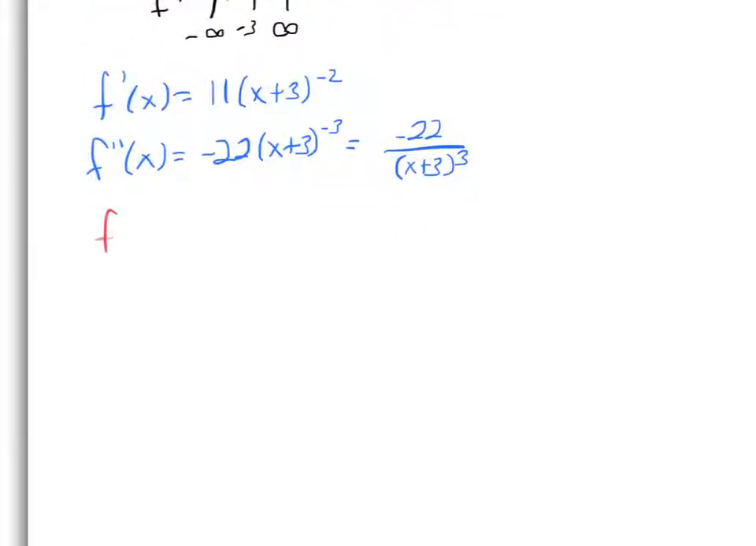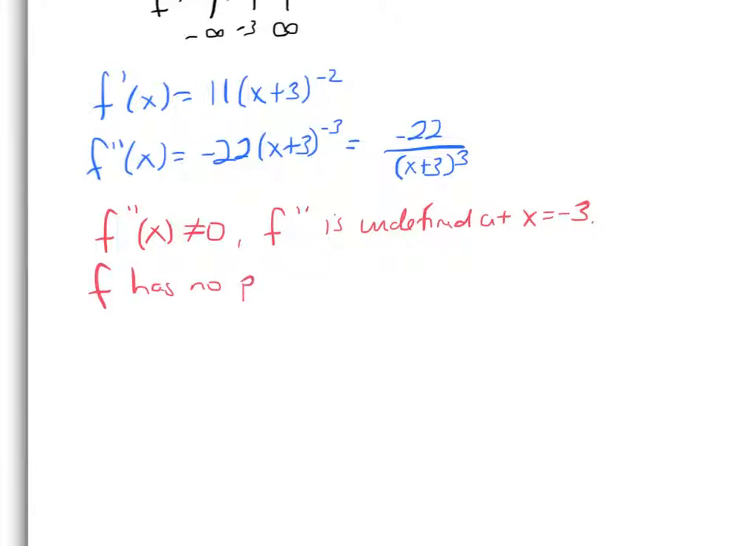So now, the second derivative is never equal to 0, and the second derivative is undefined at x equals negative 3. Again, x equals negative 3 is not in the domain, so negative 3 cannot be the location of a point of inflection. So we can say that f has no points of inflection.